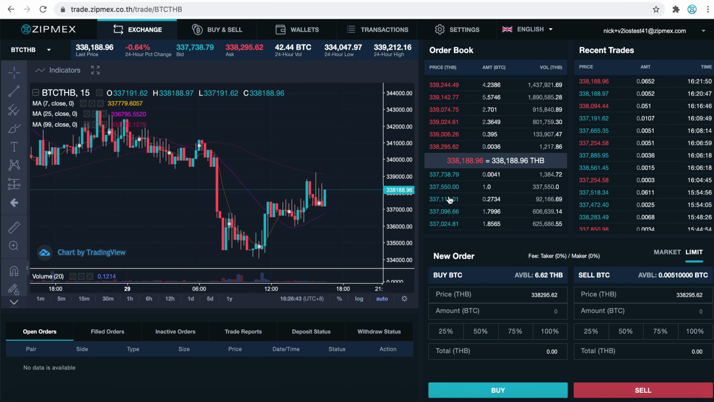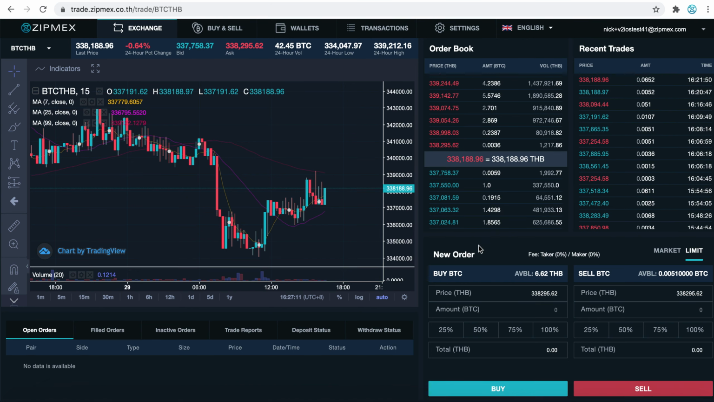So let me explain again. This is the price that the buyer wants to buy at, 0.2734 Bitcoin. So the total amount is 92,000 baht. Yes. So once you do a successful trade, it will appear on the recent trades table, right? The price that you buy at or sell at, and the amount, and of course the timing.